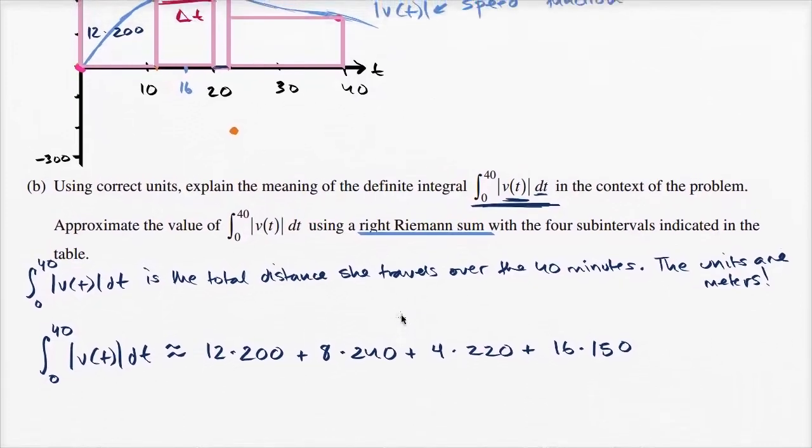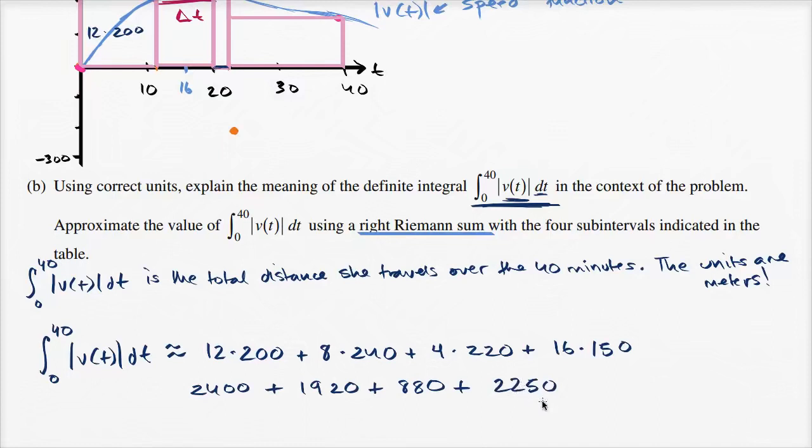And then let's see, we could calculate that. We're not allowed to use our calculator for this part, so we're going to do it by hand. 12 times 200 is going to be 2400, plus 8 times 240, that's going to be 1920. Did I do that right? 8 times 40 is 320, plus 1600. Yep, that's right. Plus 4 times 220, this is going to be 880, plus 16 times 150, which would be 2400.